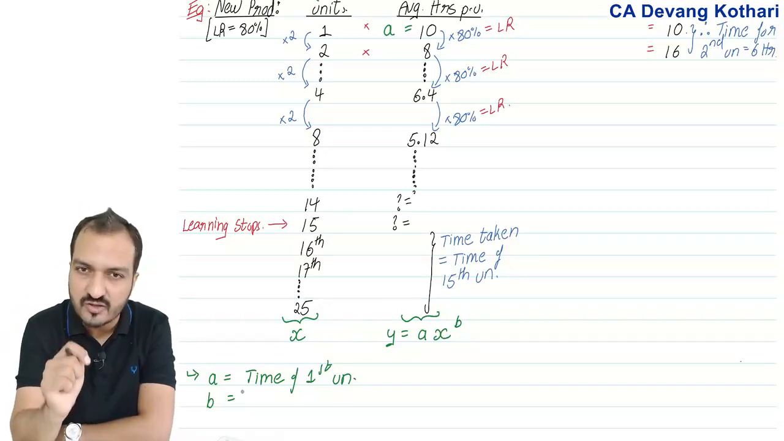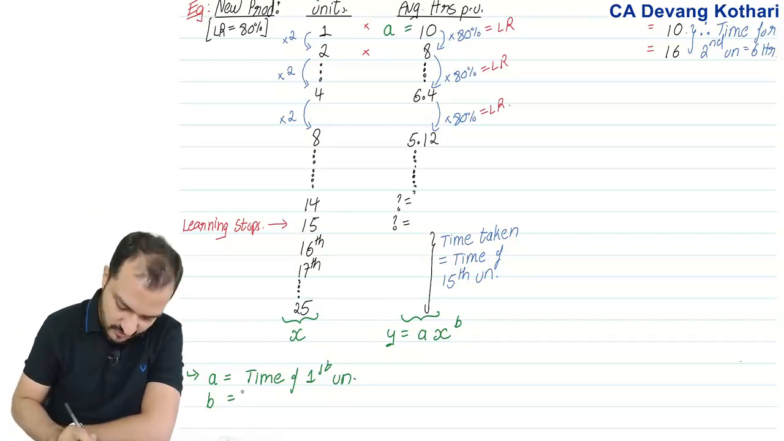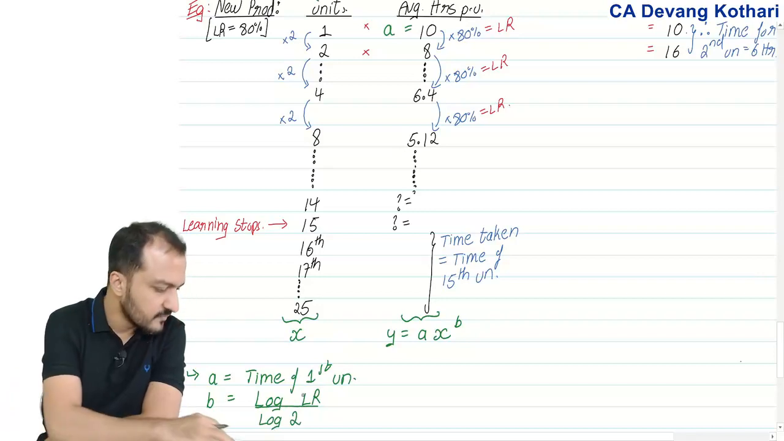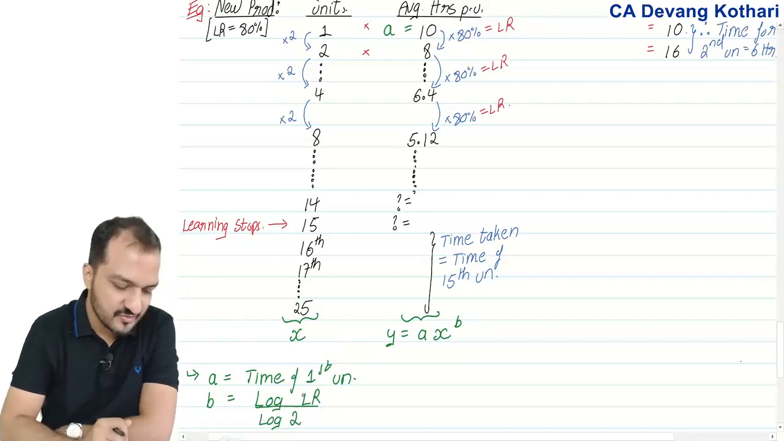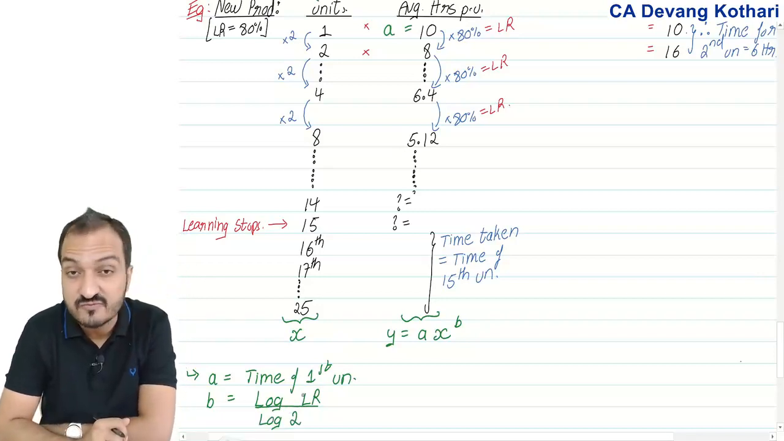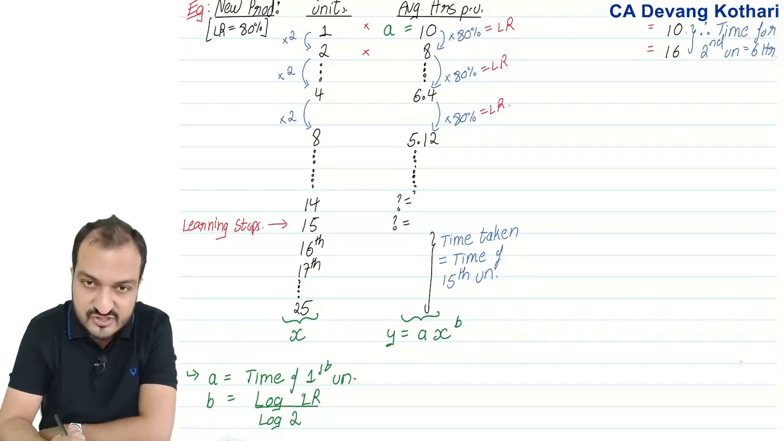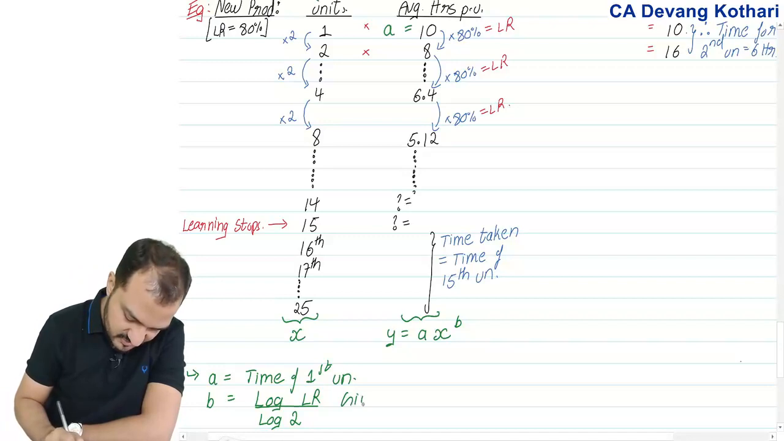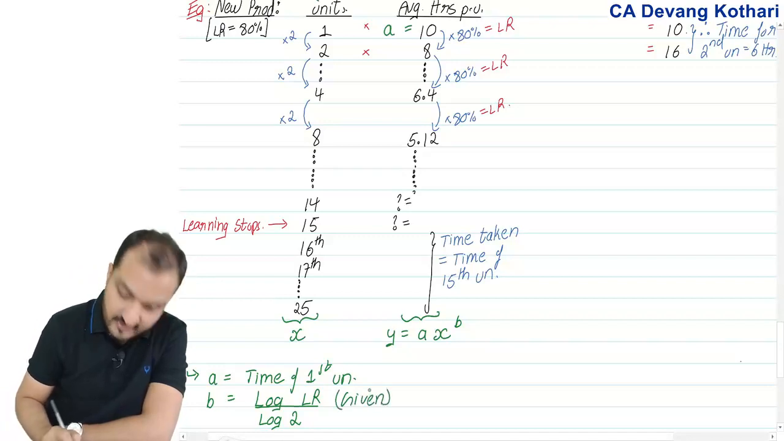In case it is not given, by chance, then your b value is basically log of learning rate divided by log 2. This is the working. This is from mathematics, from statistics. I told you I'm not getting into the derivation of that, but this is basically your b value, but you don't need to worry about this. This will be mostly given in every question.